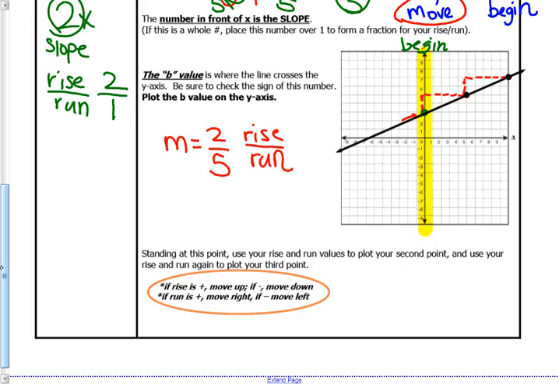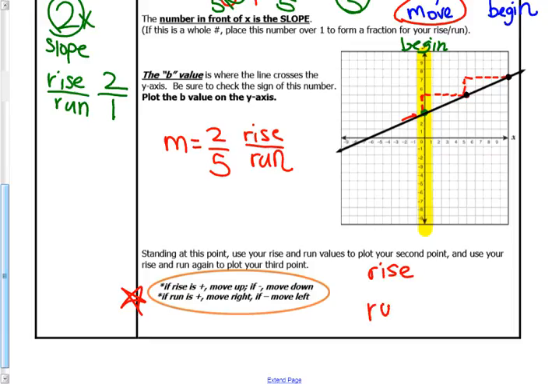All right, so here's your tip. This is what I was talking about. Standing at your beginning point, you're going to use your rise and your run values to plot your second point, and then do it again to plot your third point. If your rise, the number on the top, is positive, you're moving up. If the number was negative, you're moving down. If your run is positive, move right. If negative, move left.